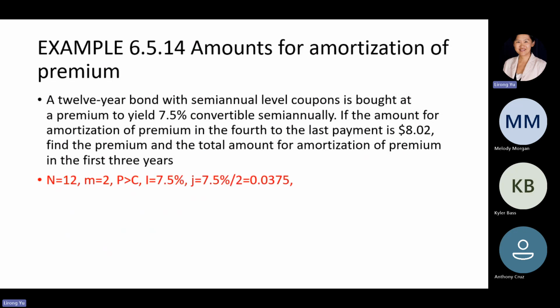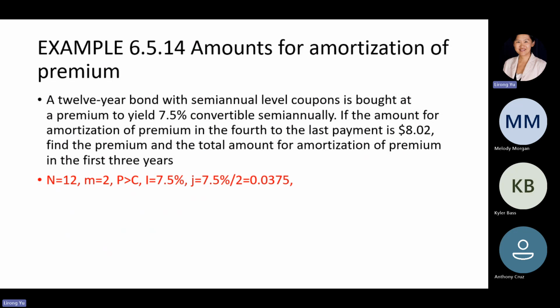After we read the question, we start trying to label things and see what's given. A 12-year bond, and it was semi-annual payment. So there we have it. And then we have the interest rate of 7.5, and J, the annual nominal interest rate, is 7.5 convertible semi-annually. So we divide by 2, that's 0.0375. Are we okay so far?